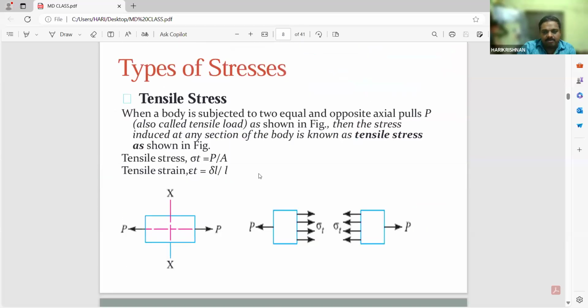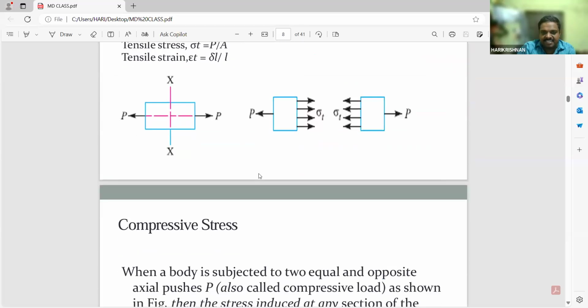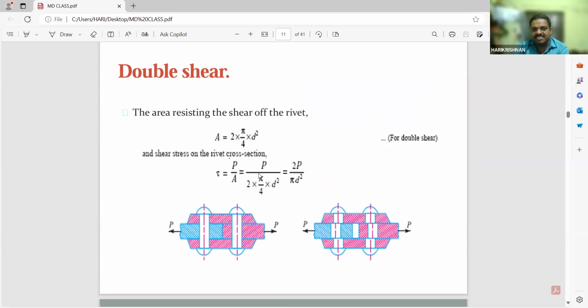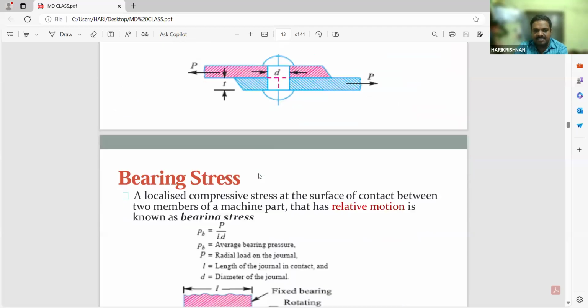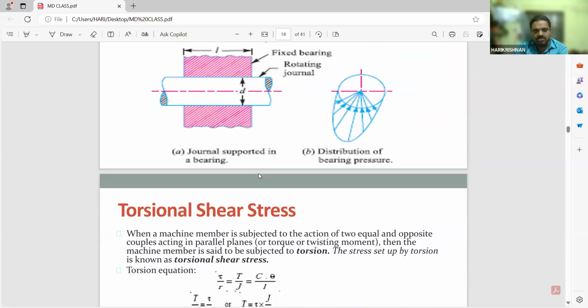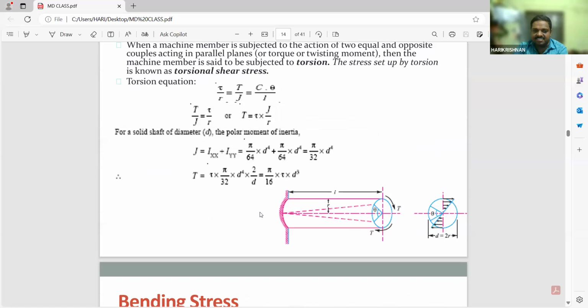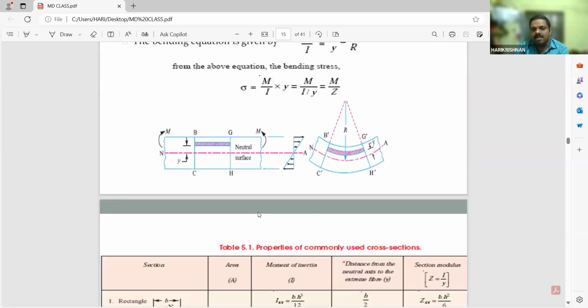Then the types of stresses we discussed. Tensile stress, compressive stress, and shear stress. Also crushing stress. Then bending stress also we discussed. Then torsional shear stress. These are the things we discussed in the last class.